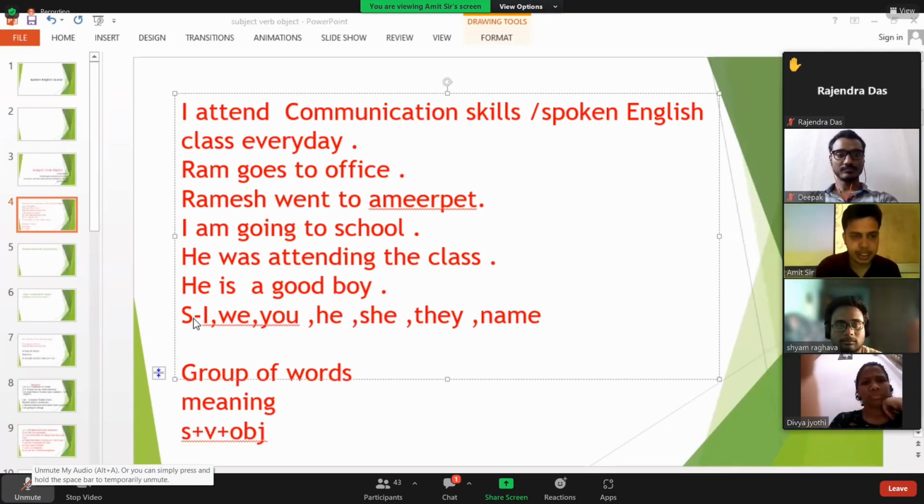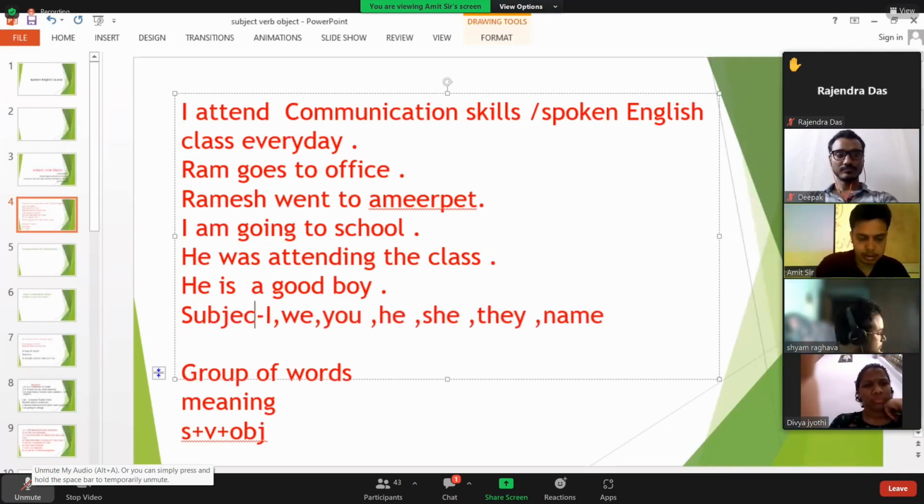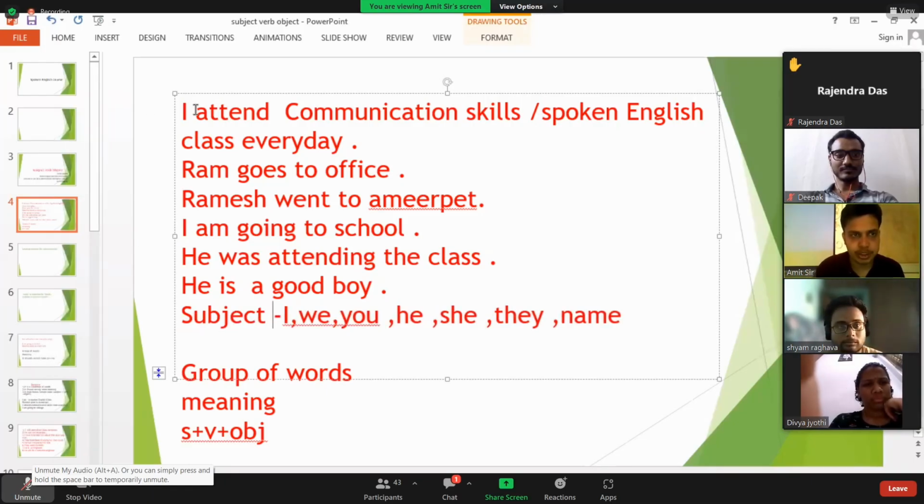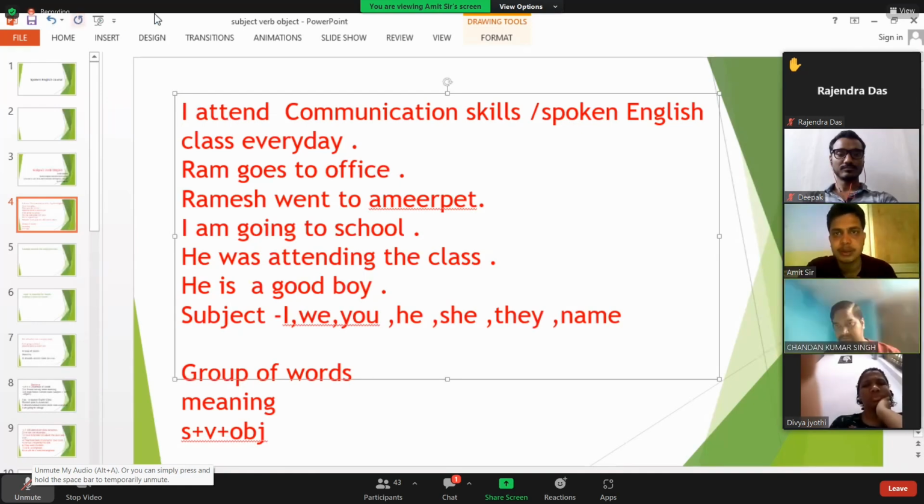In case of subject, I mean the first position here. So here you either have to use I, or you can use we. I mean you can start the sentences with this one: I, we, you, he, she, they, and it. Whenever you want to speak, almost 70% of the time you have to start your sentences using these. Got the point? Yes, sir.